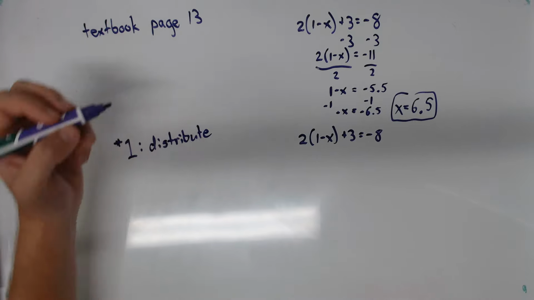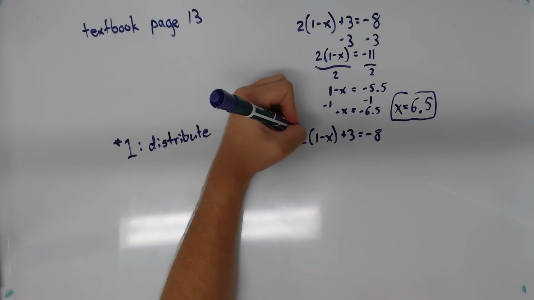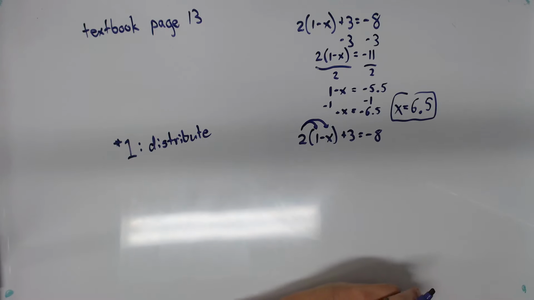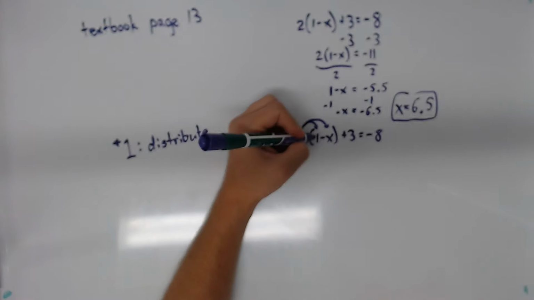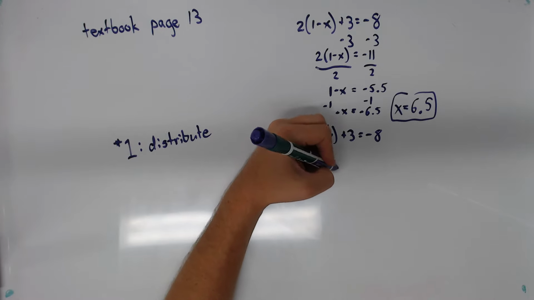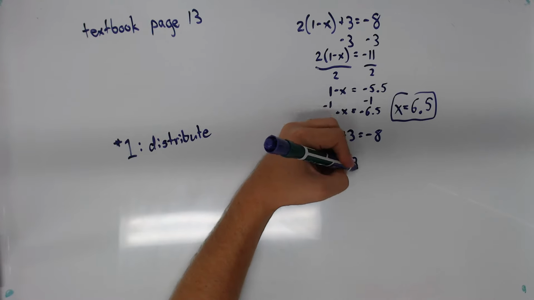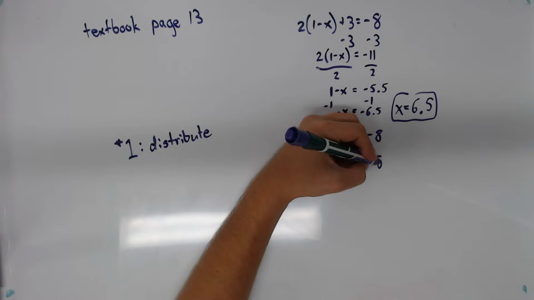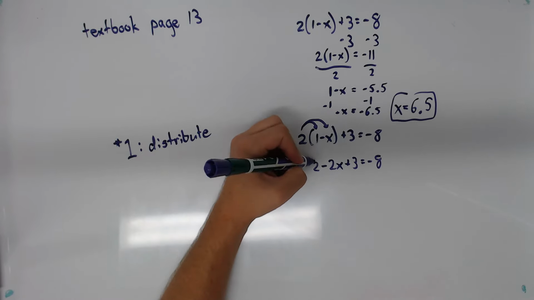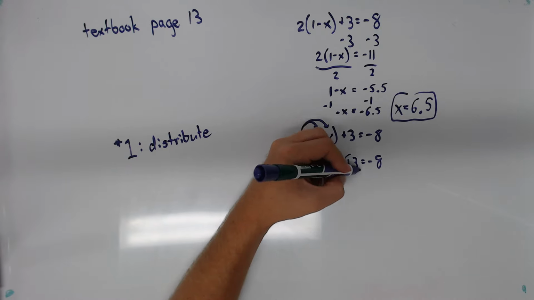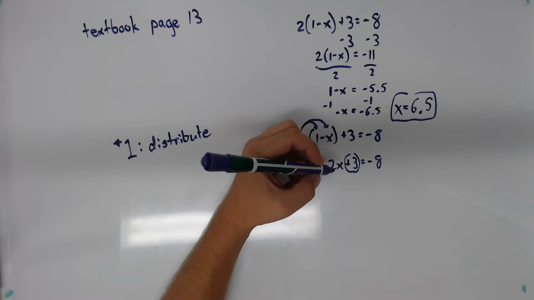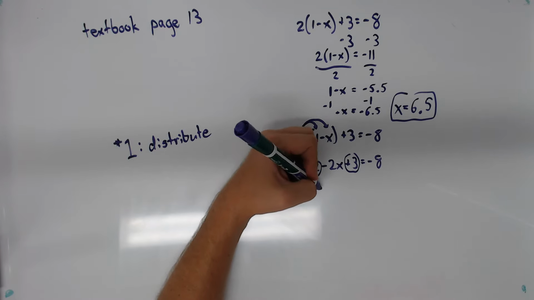Distribute everywhere. So the distributive property means multiplying this 2 into the parentheses by multiplying by both things in the parentheses. So 2 times 1 is 2, minus 2 times x is just 2x, plus 3 equals negative 8. Now on this side of the equation, I have a positive 2 and a positive 3. Those are like terms. Positive 2 and positive 3 makes a positive 5.